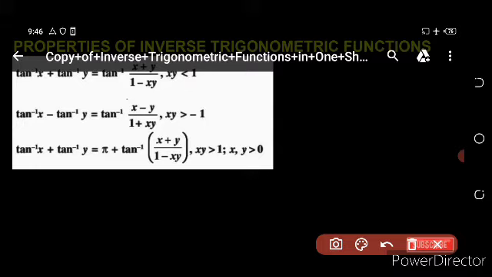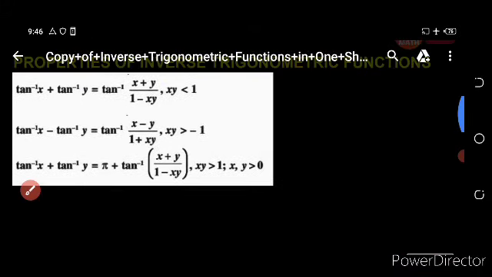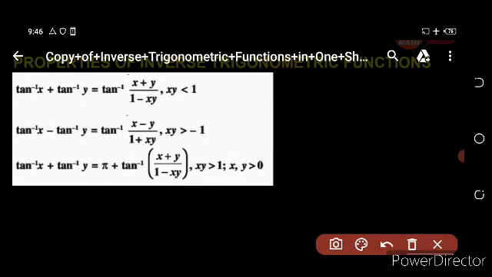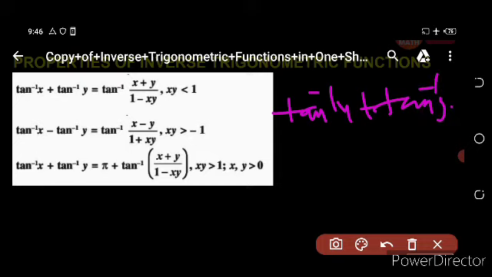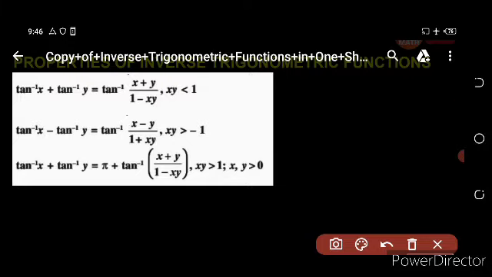Properties of inverse trigonometric functions we have to discuss. Tan inverse x plus tan inverse y. Let us take such an example. How can we remember this? We know the formula of tan x plus y.